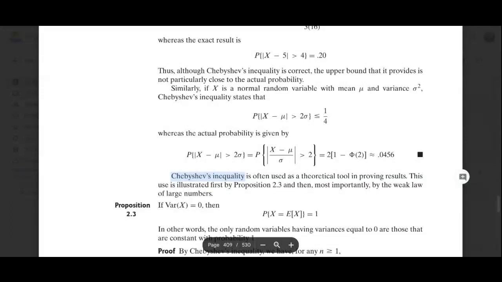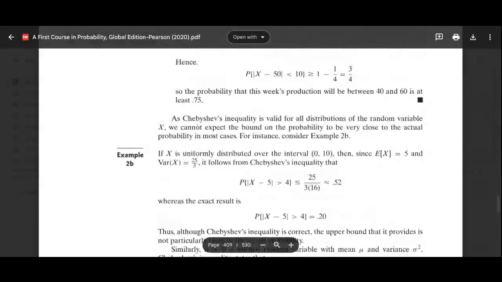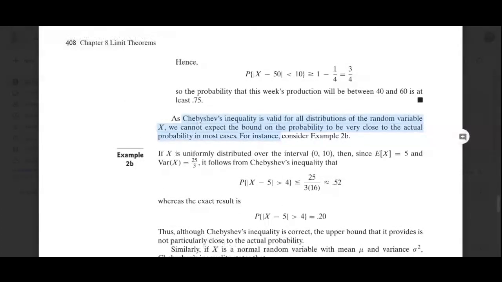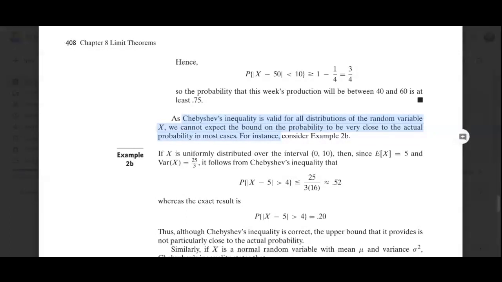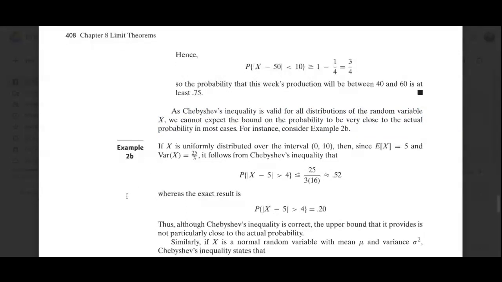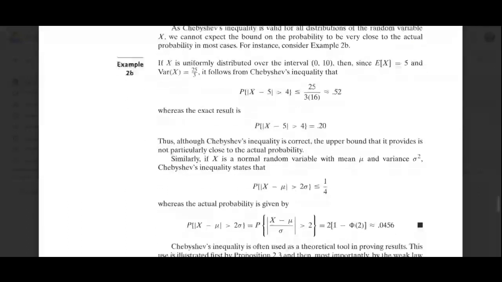Chebyshev's inequality is often used as a theoretical tool in proving results. This use is illustrated first by a proposition, and most importantly by the weak law of large numbers. Anyway, this example is just to verify this statement. The statement says Chebyshev's inequality is valid for all distributions of a random variable X, and we cannot expect the bound on the probability to be very close to the actual probability in most cases. But at least sometimes, if we cannot calculate it, it gives us an upper bound, a cap.